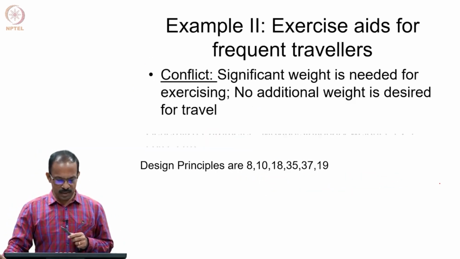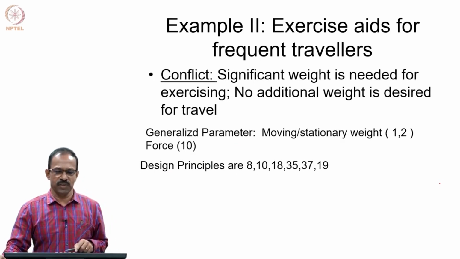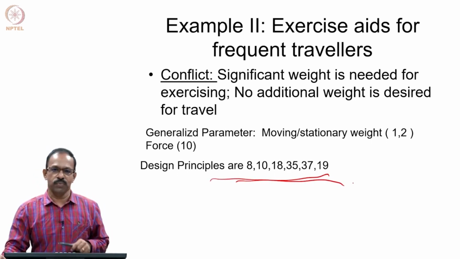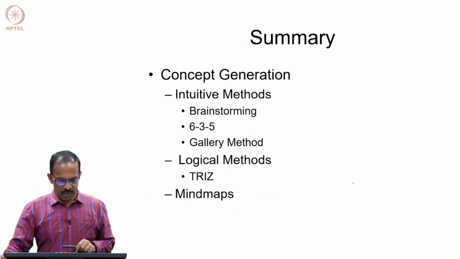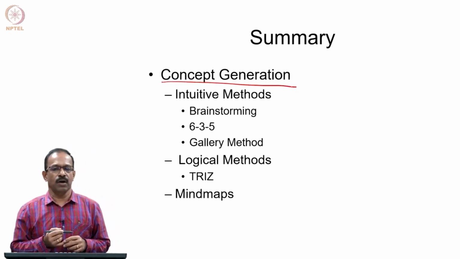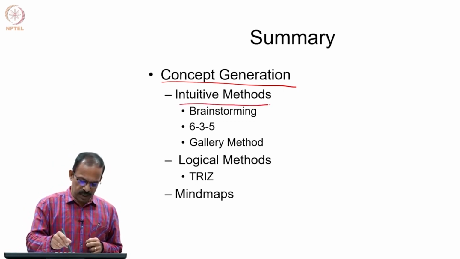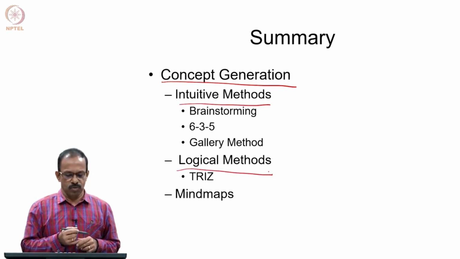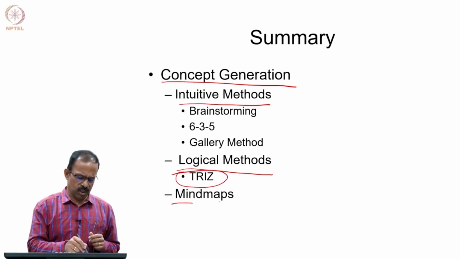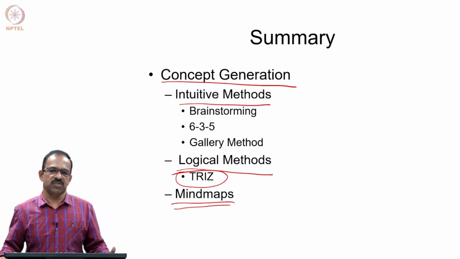There are many other examples like this, such as exercise aids for frequent travelers. You can refer to the slides to see how these design principles can be used to solve the problem. So, to summarize, we discussed the concept generation principles, and how concept generation can be done for solving the design problem. We talked about the intuitive methods and logical methods. In the logical methods we talked about TRIZ, and then we talked about mind maps and how mind maps can be used during intuitive idea generation sessions.